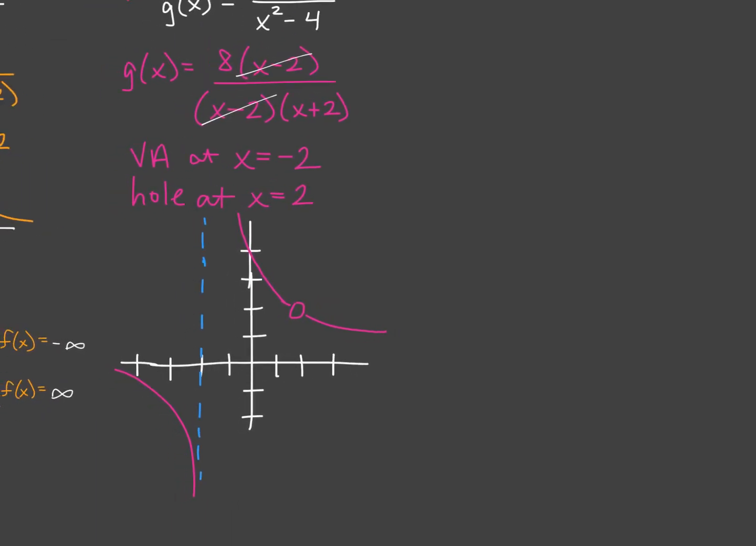Let's take a look at the one-sided limits around x equals -2. So go ahead and pause the video and write out both one-sided limits as x approaches -2 from the left and from the right. There are our two one-sided limits for approaching our vertical asymptote x equals -2.